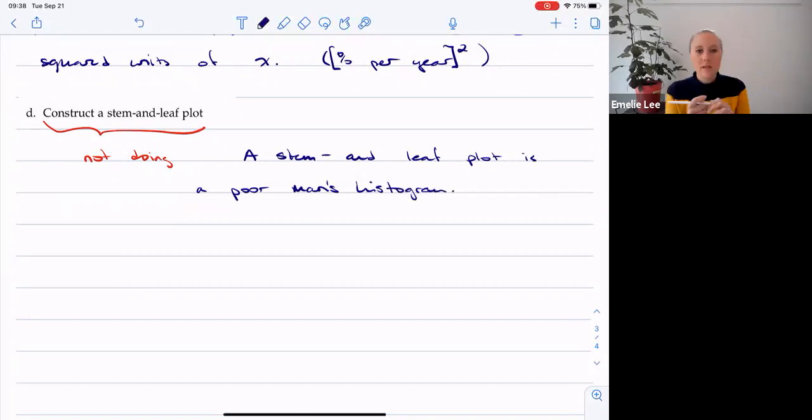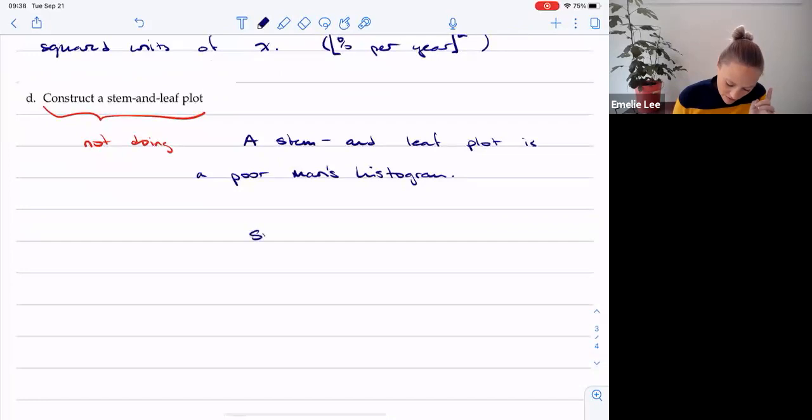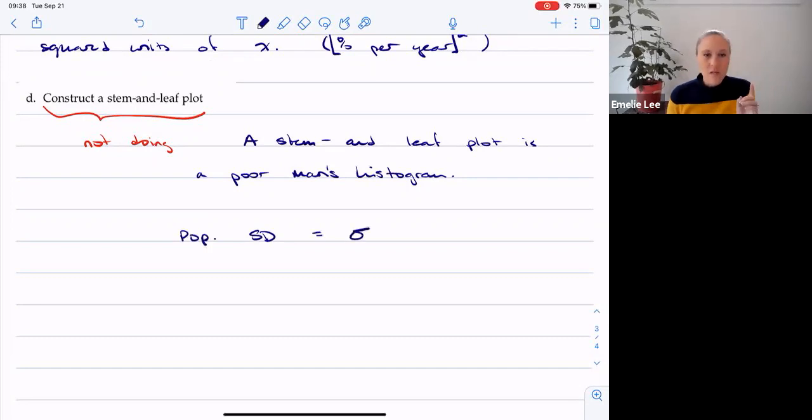Okay, and so is the standard deviation sometimes, how'd you get the omega in there? We use the standard deviation. So the population standard deviation is sigma.